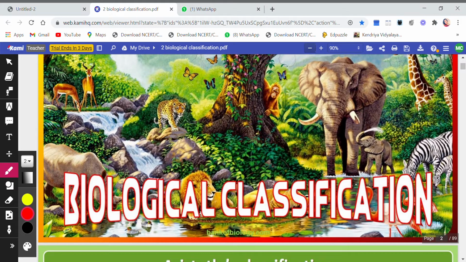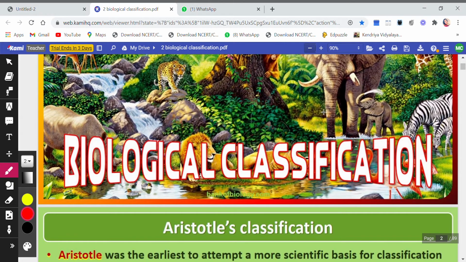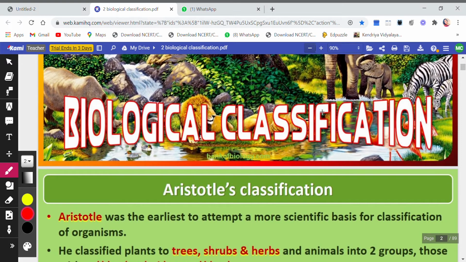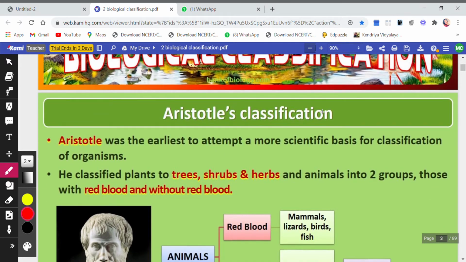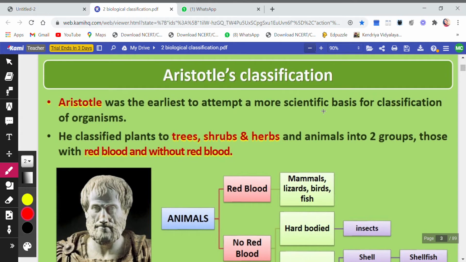Today we are going to start with a new lesson, biological classification. As the name suggests, we are going to classify the organisms, and because it's biology, we will be doing the classification on the various types of organisms. In this chapter we are going to study how the classification was done, why the classification was done, who did it. These are all the basic things that we are going to do in this chapter.